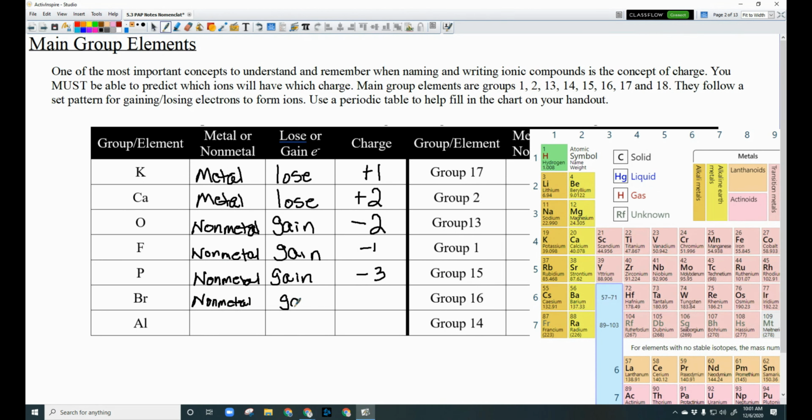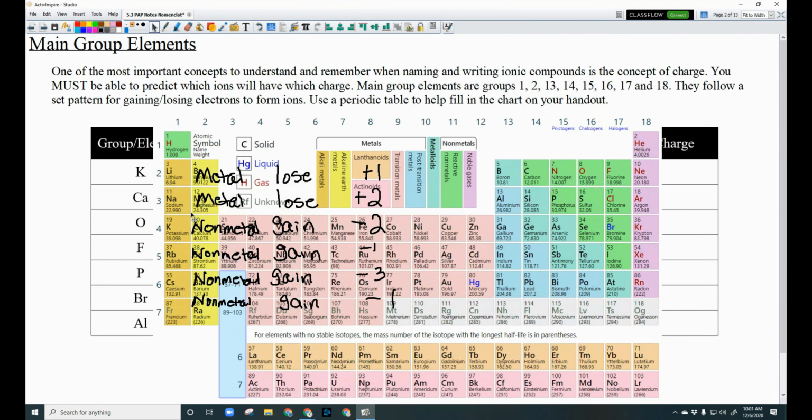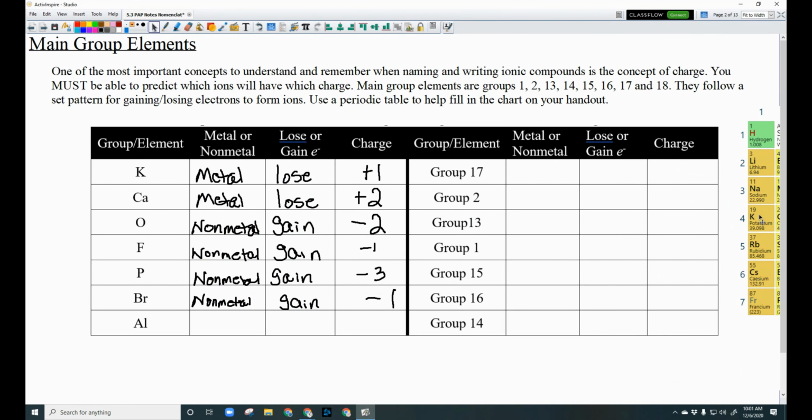Gain electrons. And since it has 7 and wants 8, it's going to gain 1 to be a -1 charge. All right. Aluminum. So continue to look at your periodic table. I'm going to move it over here so we can continue to write. Aluminum is a metal. It's just on the left side of that stair-step line. So it's going to lose electrons.